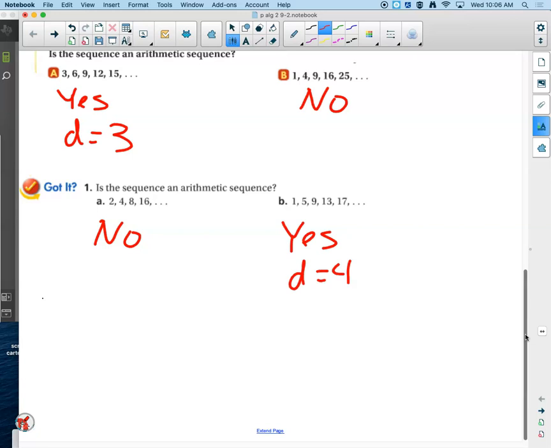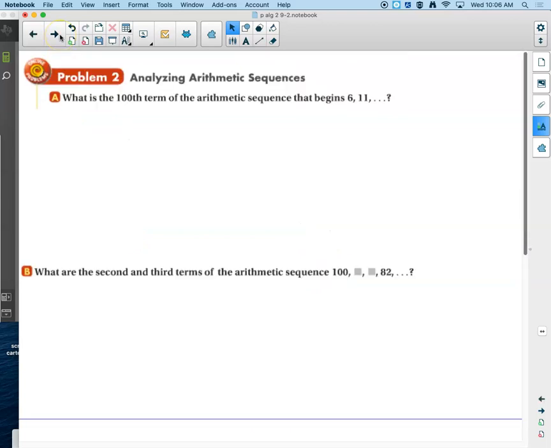What I'm trying to get at is sometimes they're going to go down. And sometimes students say, well, they're not adding something, so it's not arithmetic. But if it goes down, yeah, it could be arithmetic. They just have to be adding a negative number every time. I hope we get an example. I think we do. When I looked at it last night, I remember there was one that had a negative in there. Yep, we do get a negative example.